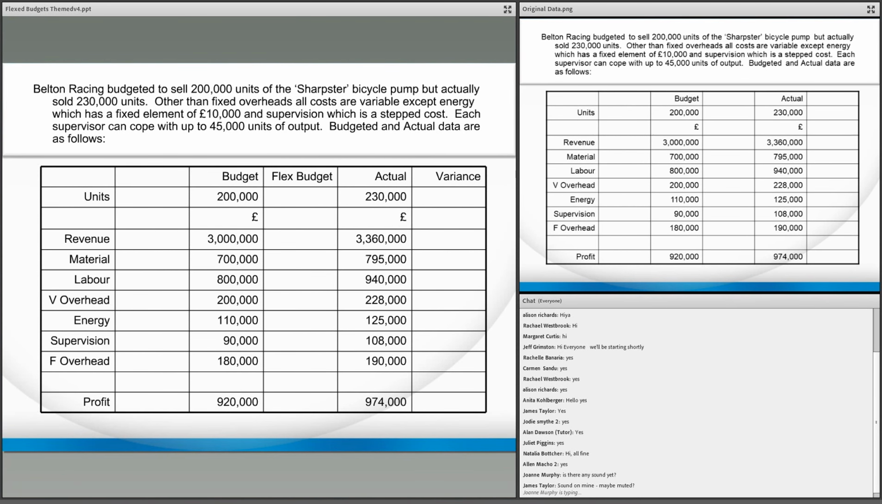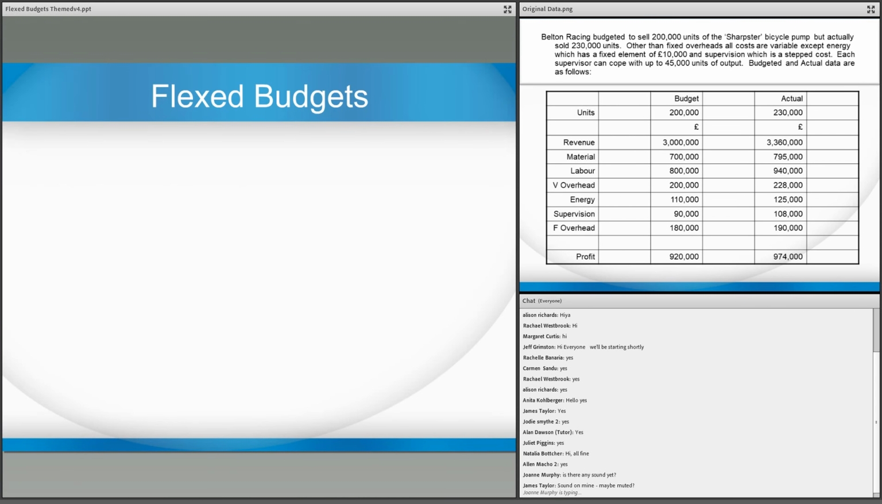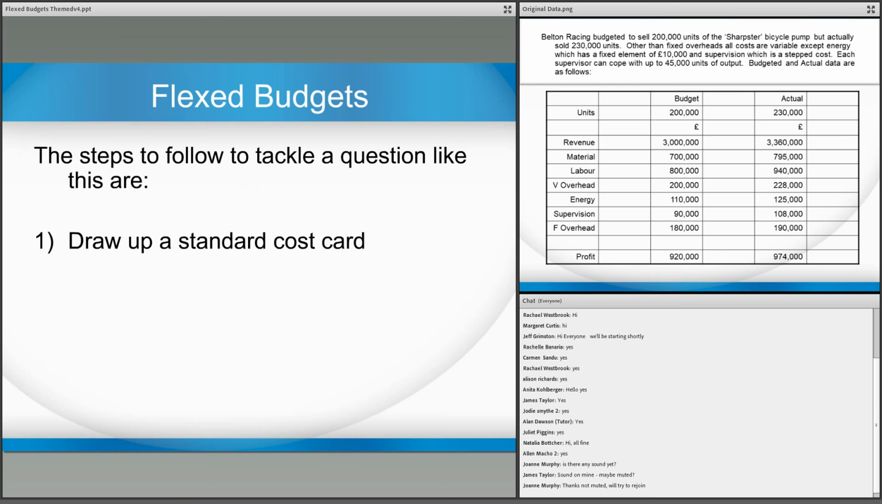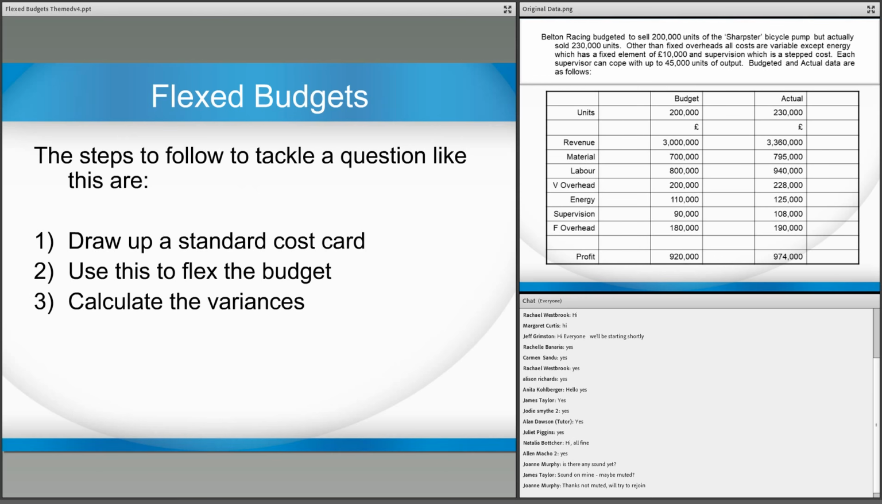Okay. Where people go wrong is, well, here are the steps that I suggest. Step one is we don't go straight into flexing the budget. We produce a standard cost card. Once we've produced the cost card, we use this to flex the budget. You can think of the standard cost card as the building block that the budget is made out of. And then thirdly, having done that, then we calculate variances. And the bit that most people miss is the first bit.